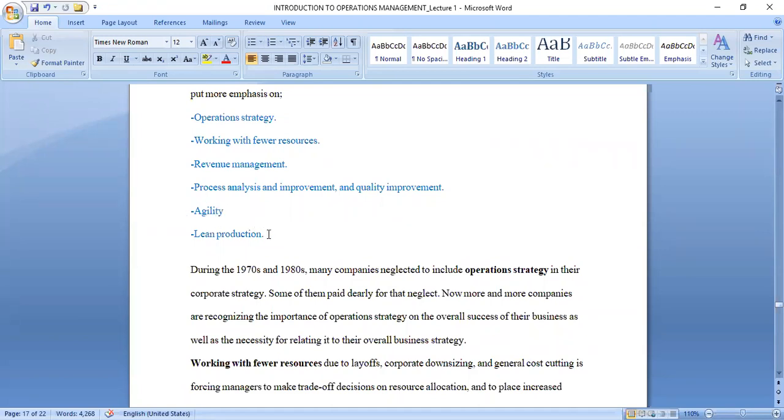And also lean production. By lean production, we mean eliminating waste, eliminating variability, reducing costs, but maximizing output.